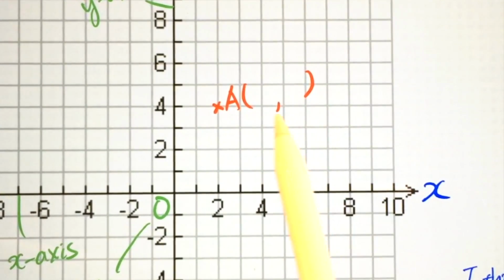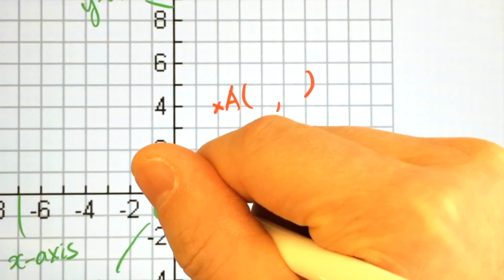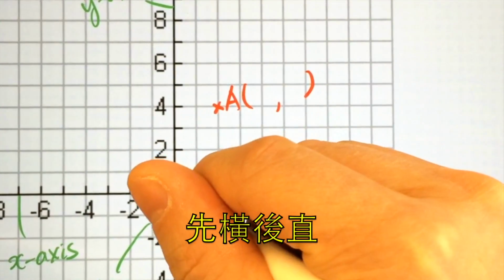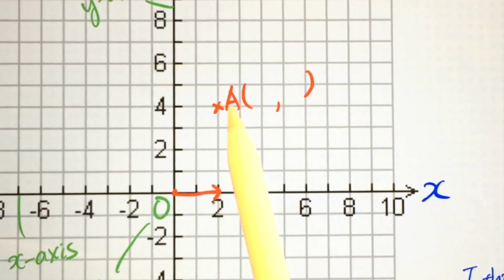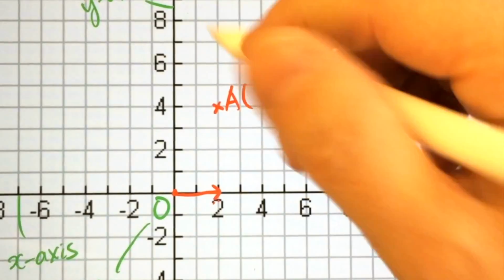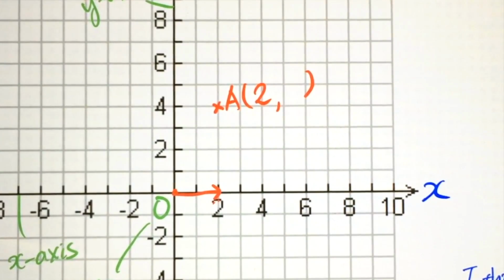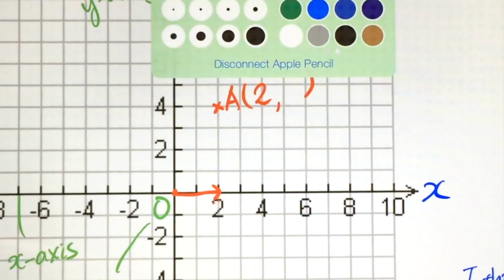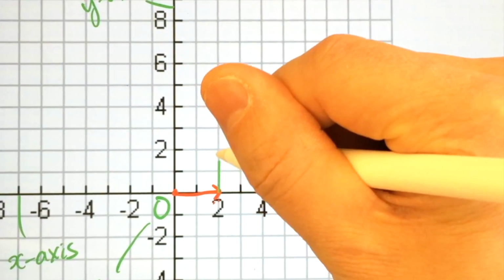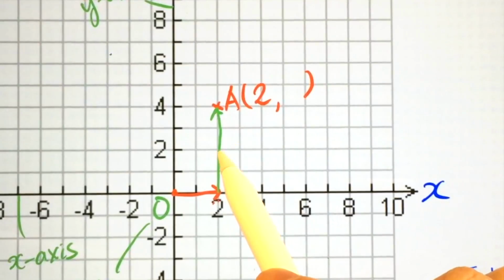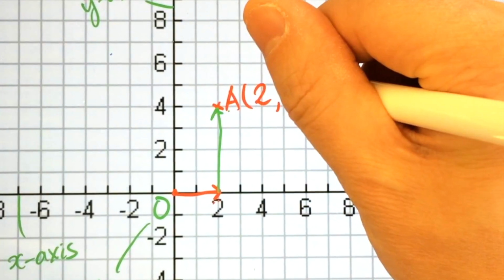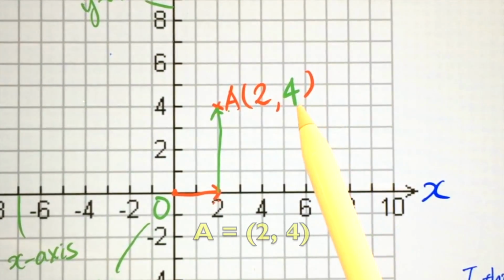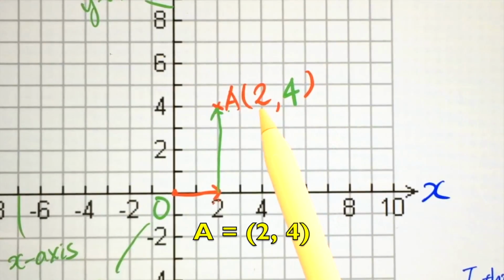The first number is the x-coordinate. That means we start from the origin and then move to the right-hand side, or move in the horizontal direction, to the position of point A. So you can see that point A has an x-coordinate of 2. So we write down 2. And then we move upwards by 4 units to reach point A. So this is the y-coordinate, where we represent this by the number 4. So here, this is (2, 4).